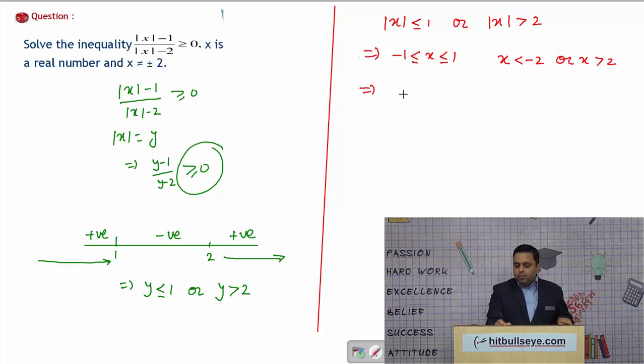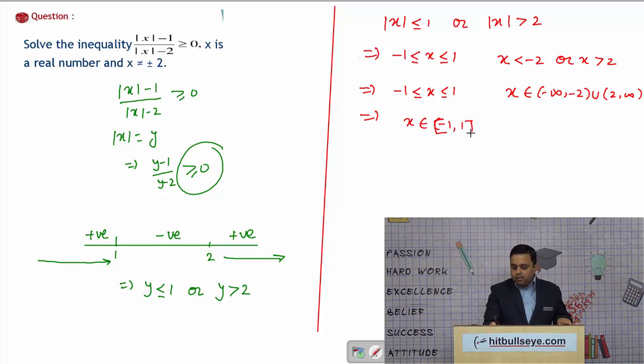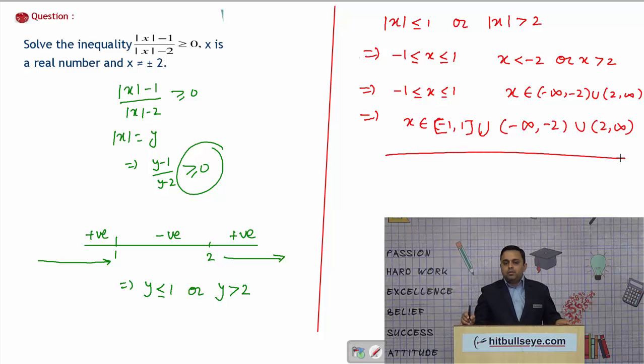Now if I combine both parts, what we will get is x lies in between minus infinity to minus 2 union 2 to infinity, or we have x belongs to minus 1 to 1 with close bracket union minus infinity to minus 2 union 2 to infinity. So this is our solution set to the given inequality. I hope you all have got the concept.